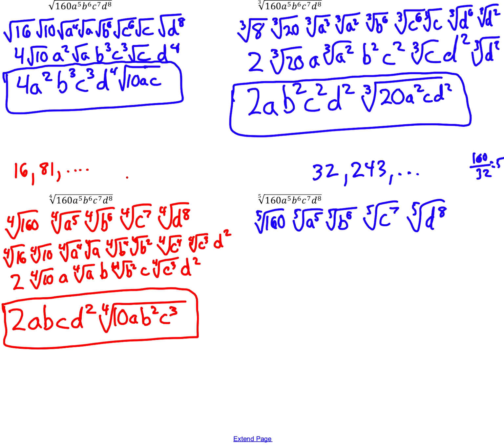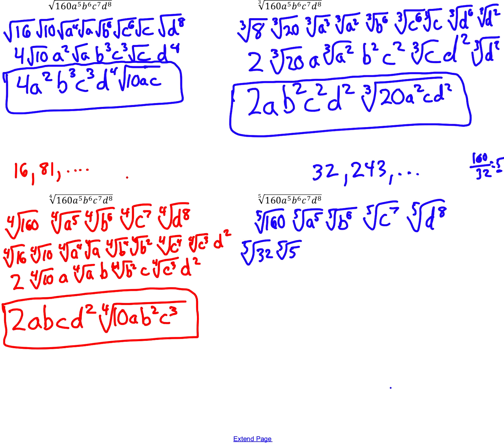So 32 divides 160. So I'm going to separate the fifth root of 160 into the fifth root of 32 times the fifth root of 5, because that was the leftover number when you got 160 divided by 32. Now, we don't want a multiple of 4 or 3 or 2 to simplify the variables with an exponent. We need the highest multiple of 5 that goes into the exponent.